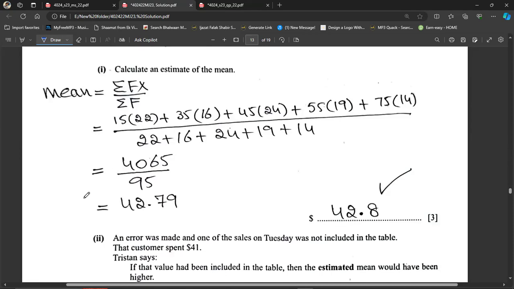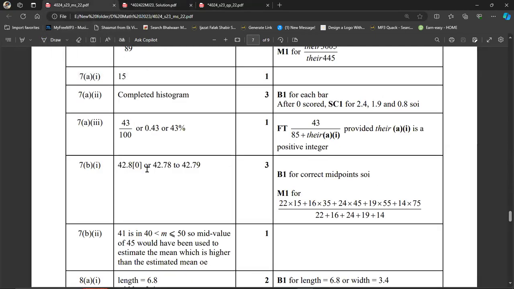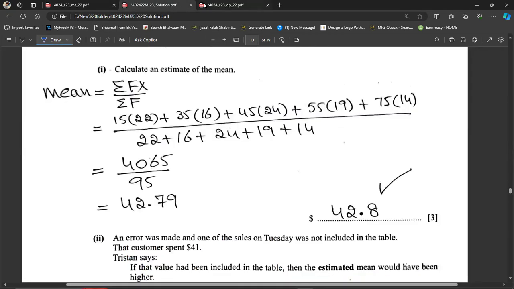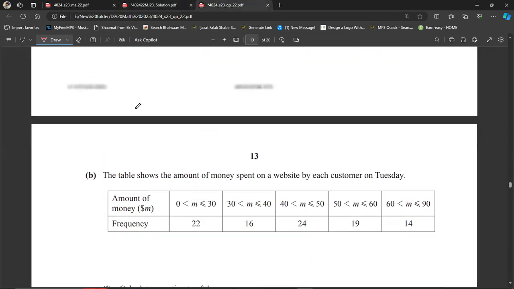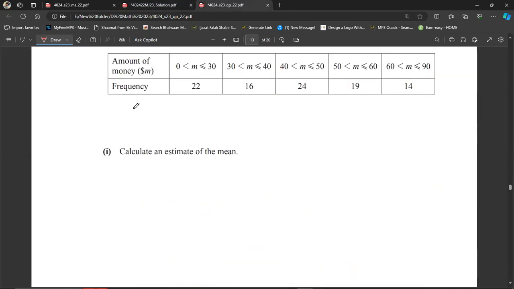So you will have 15 multiply 22 plus 35 multiply 16 plus 45 multiply 24 plus 55 multiply 19 plus 75 multiply 14. And downstairs you will have summation f, so add up all the frequencies: 22 plus 16 plus 24 plus 19 plus 14. So you will have 4065 divided by 95, and that will be 42.79, which is approximately 42.8. So the mean is 42.8. Our answer is right. This is how we have done that. And here we go, so we are on question number 7.